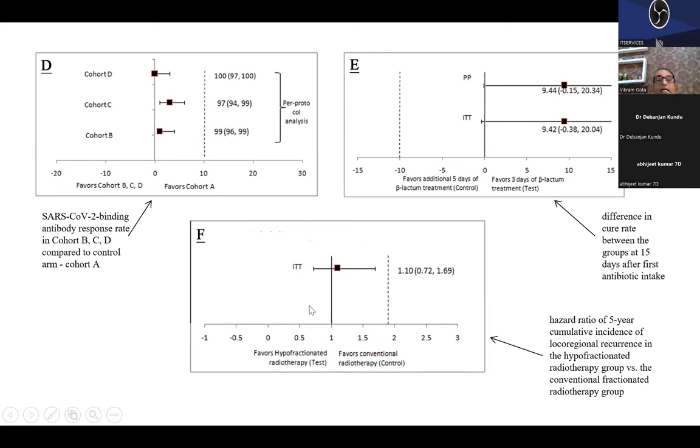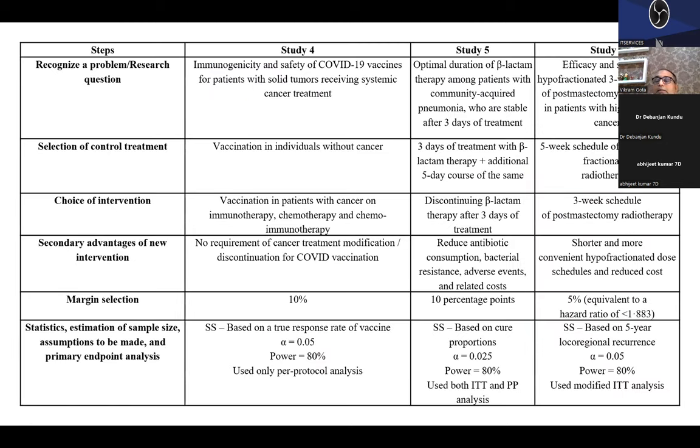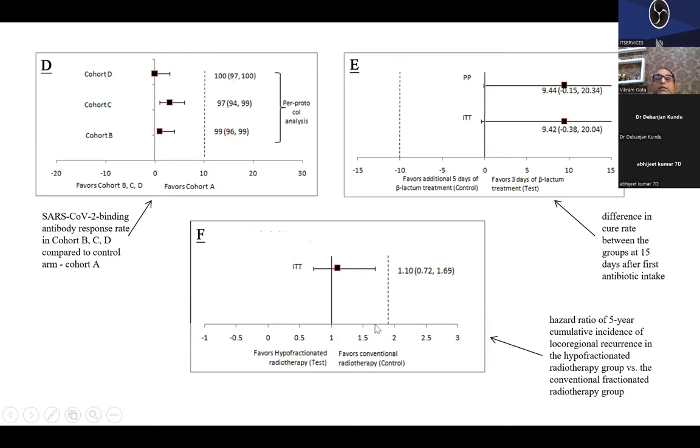And once again, in the radiotherapy experiment, because they had resorted only to intention to treat analysis, we don't have a per protocol graph here. Once again, you will see that the outer bound is less than the margin. The margin was a hazard of 1.8. What was it?